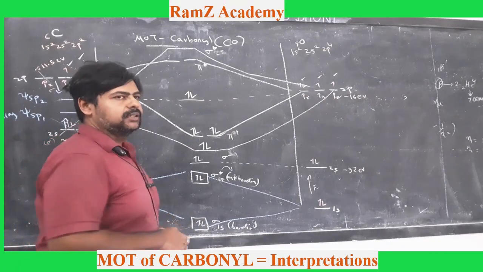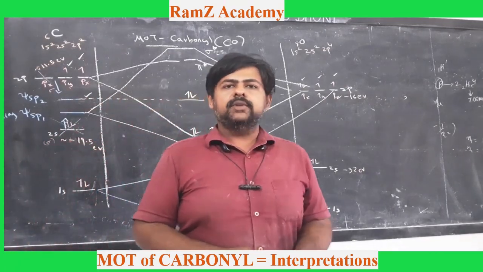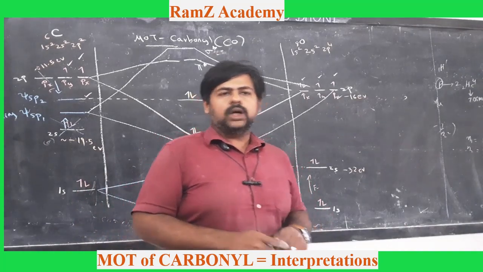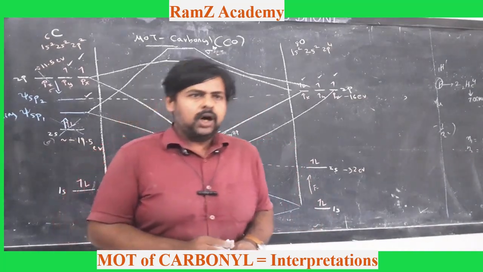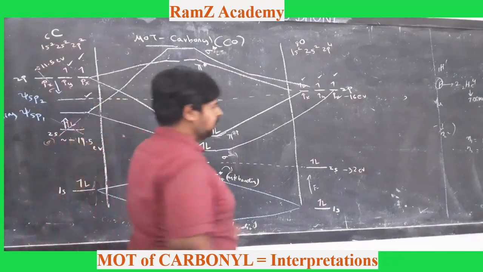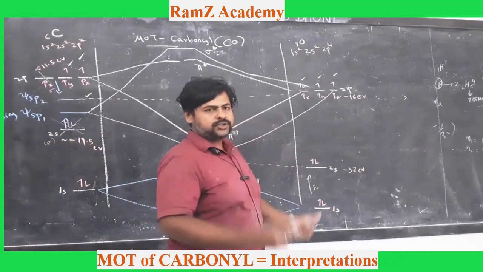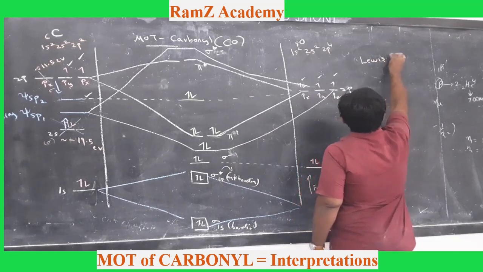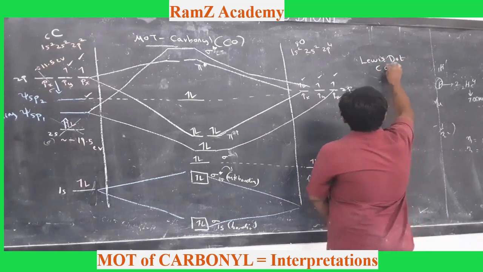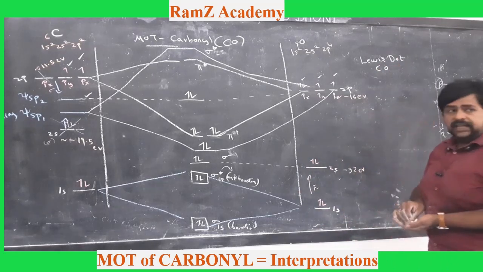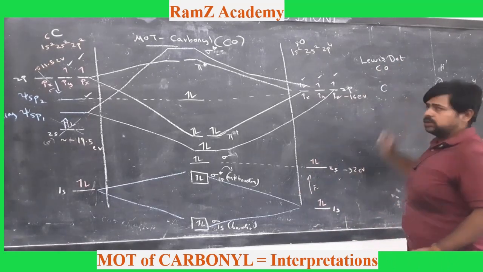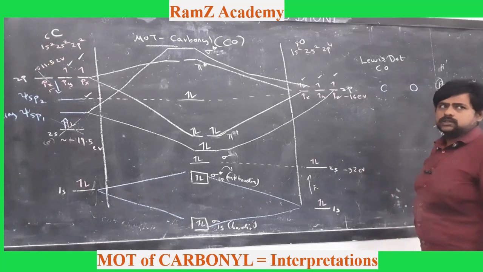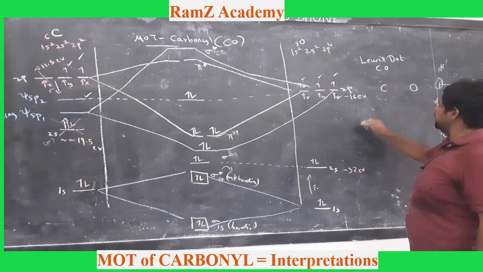Now that we have taken this much time to draw this MOT diagram, what is the benefit that we get from it? How are we going to interpret what we need from this MOT diagram? So how do I start? The first thing is to see the Lewis dot structure for carbon monoxide. So here I am going to draw the Lewis dot structure for carbon monoxide. All of you know that carbon has 4 outermost electrons and oxygen has 6 outermost electrons.